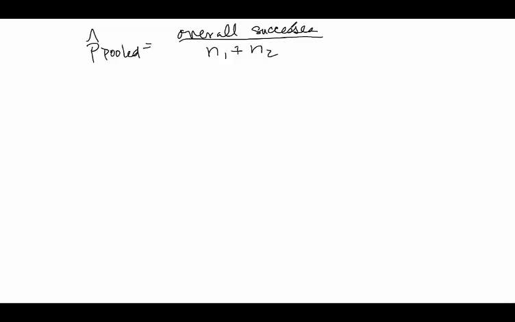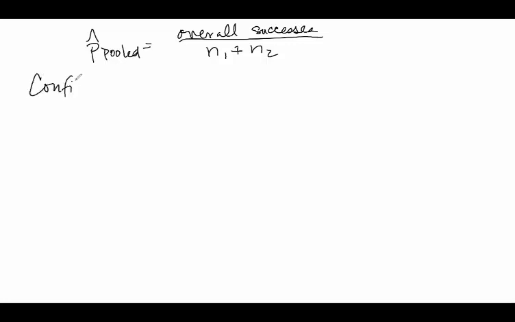Okay, so to calculate that p hat pooled, we use our overall successes divided by N1 plus N2, where N1 and N2 are our sample sizes. So that's how we calculate that standard error under the null and our standardized statistic.